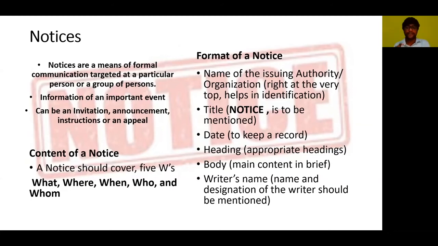Next, it would be the writer. At the end, there will be the writer's name, where whoever has come up with this notice, their name and their designation will be at the end of the notice.